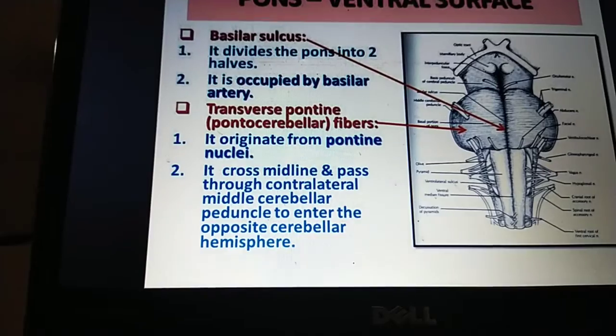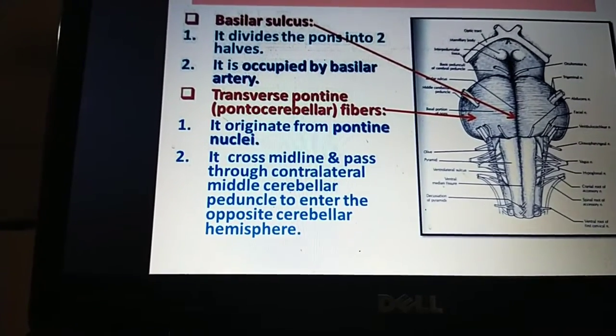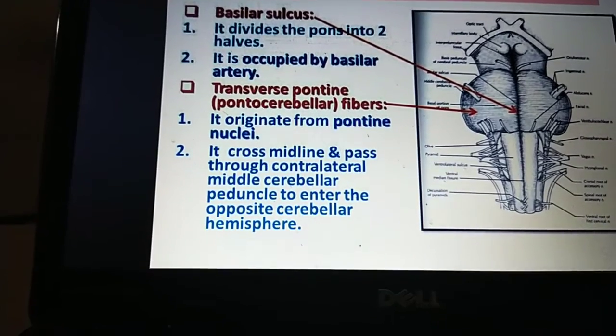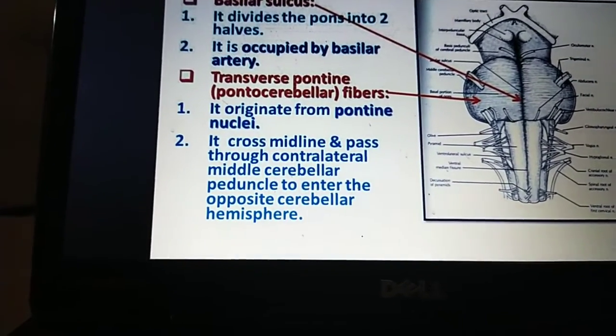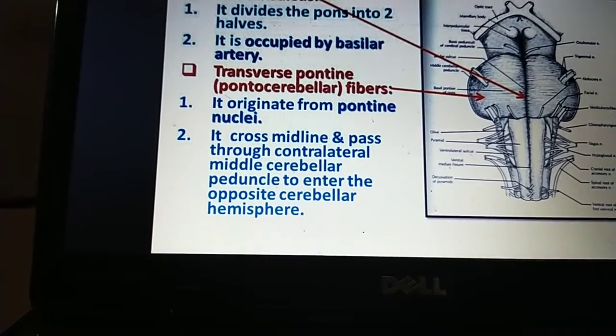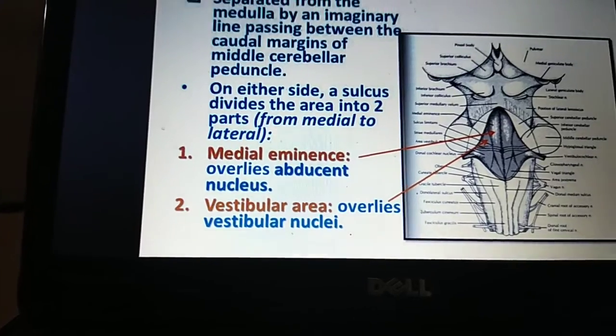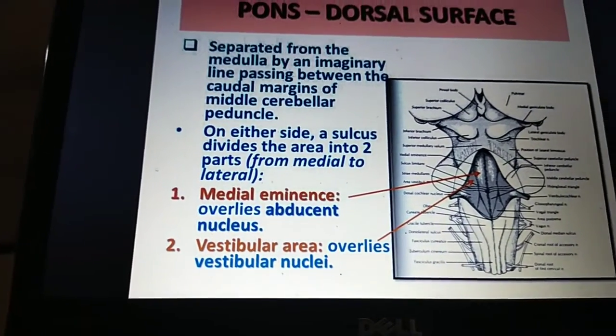The basilar sulcus divides the pons into two halves. It is occupied by the basilar artery, and the transverse portion has some fibers, the pontocerebellar fibers, that originate from the pontine nuclei. You can go to the next slide, and now we go to the dorsal surface.